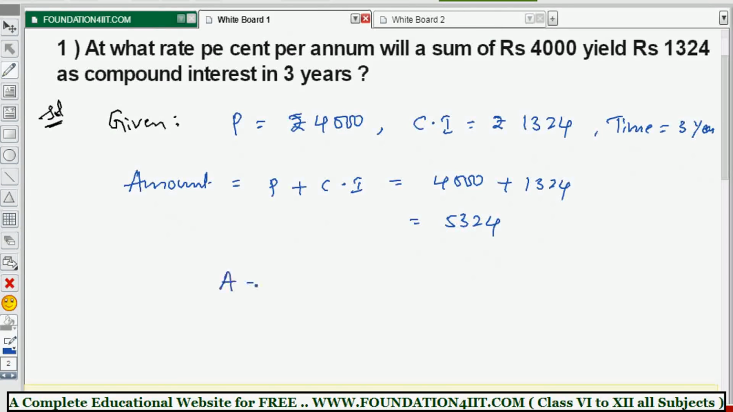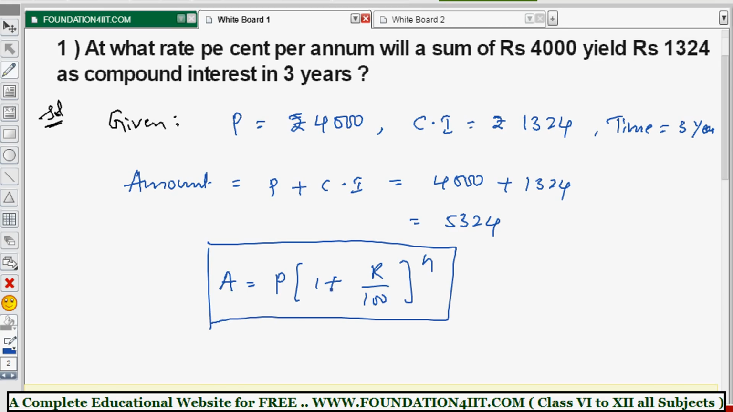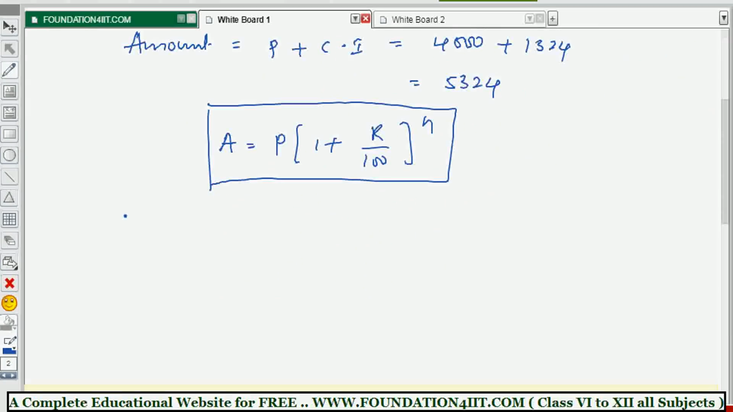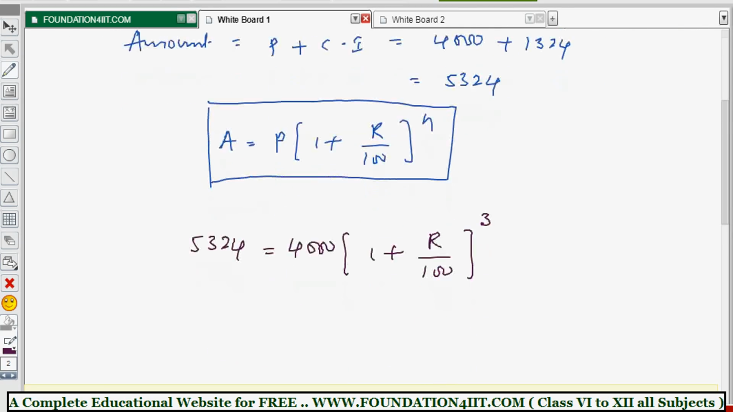That is A is equal to P into (1 plus R by 100) all to the power N, where N is the number of years. Using this formula only we can solve. Now the A value is 5324, we will substitute it here. 5324 is the amount and the principal is given 4,000, right? So 4,000 into (1 plus R by 100) all to the power N, and N is 3 years, so we put 3 in the place of N.